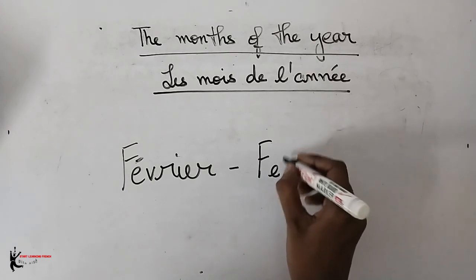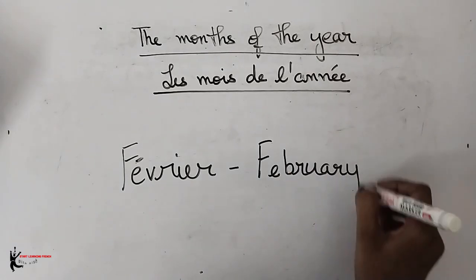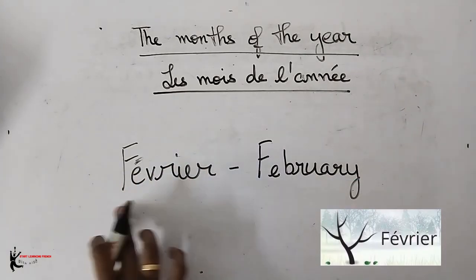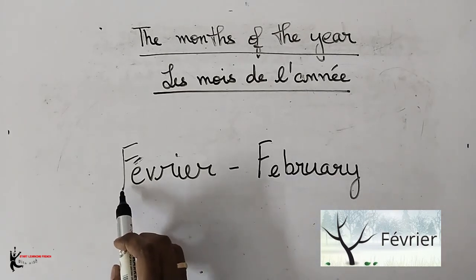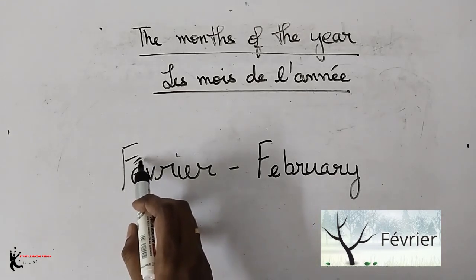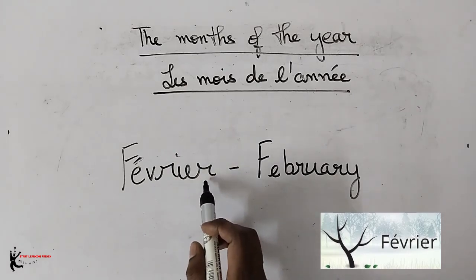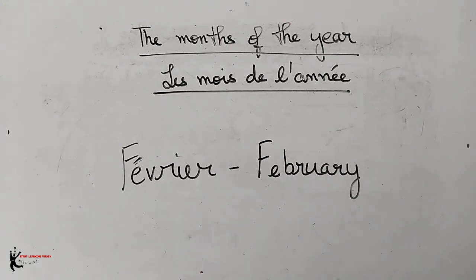Février is February. Février. F, A with an accent aigu, V, R, I, E, R. Février, February.